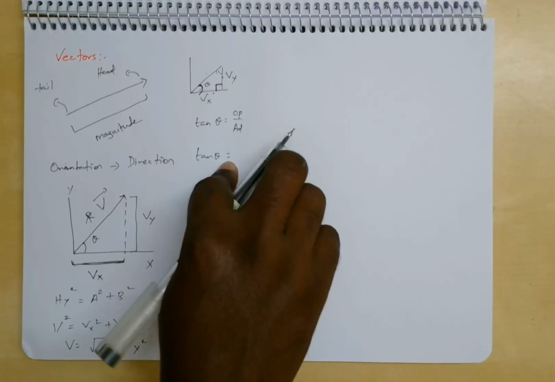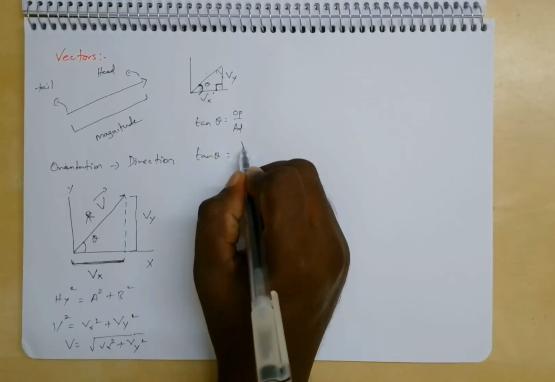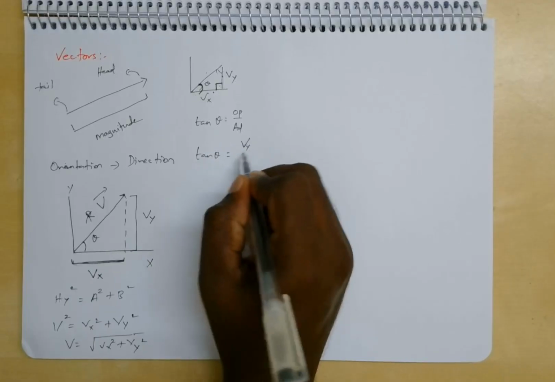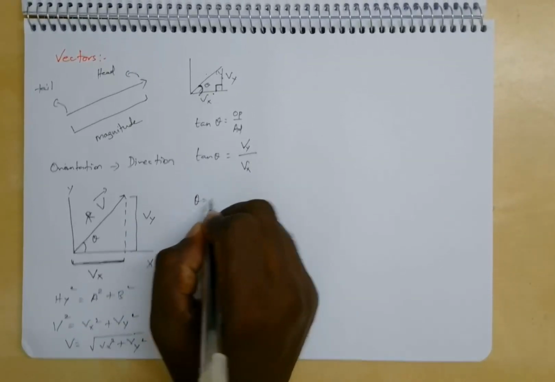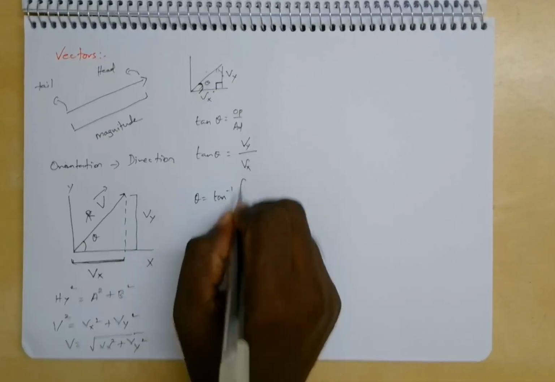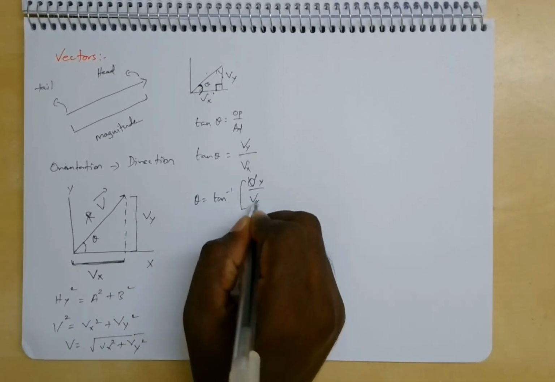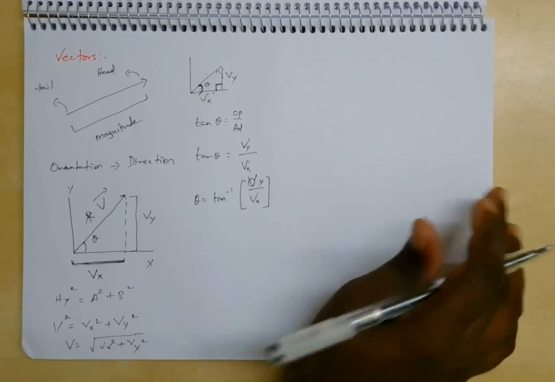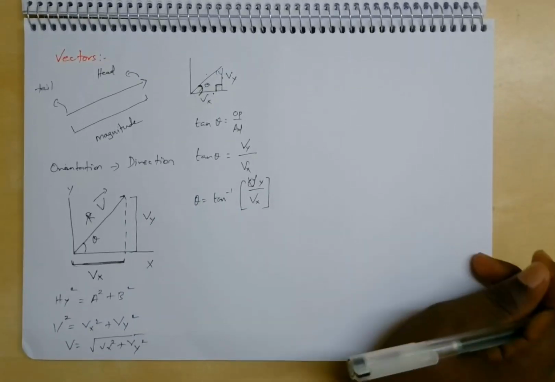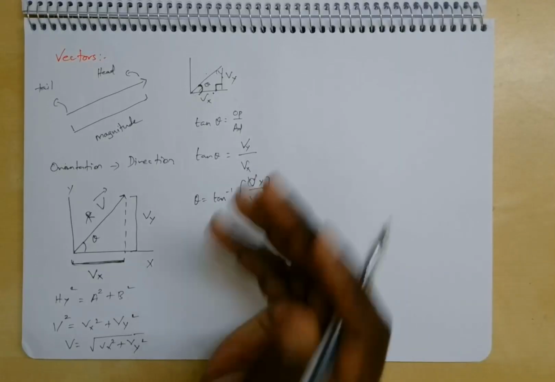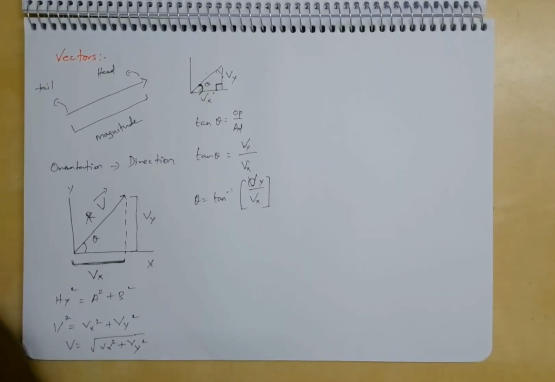Okay. Now tan theta is opposite by adjacent. What is opposite length? Vy divided by adjacent, which is Vx. So now we want the angle. So the angle is tan inverse of opposite by adjacent, or Vy by Vx, sorry, y value by x value. This is how we find the angle.